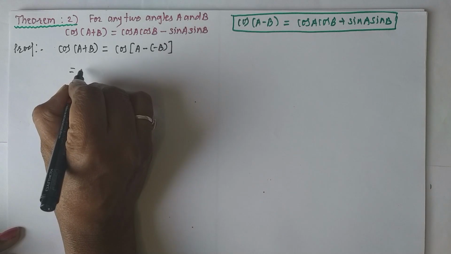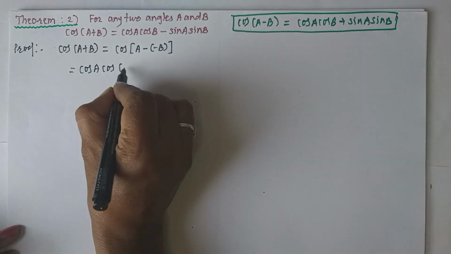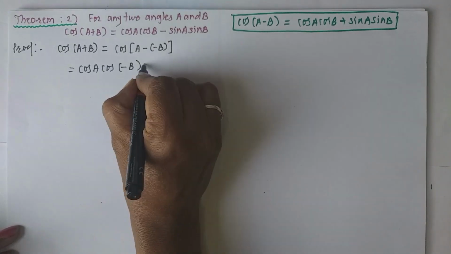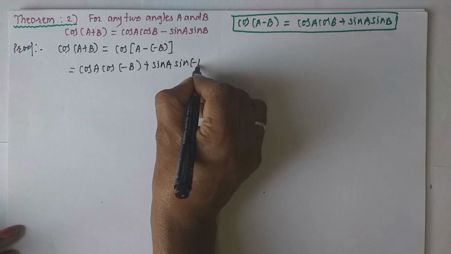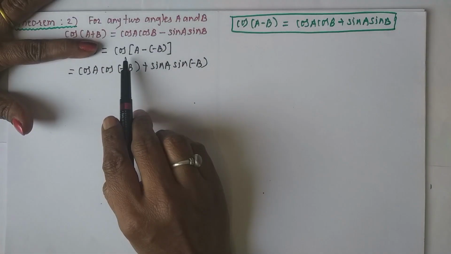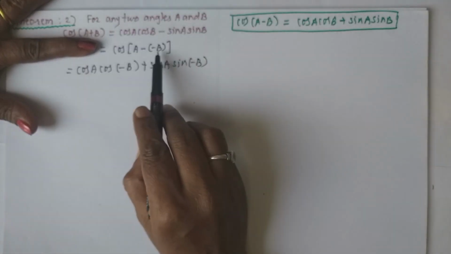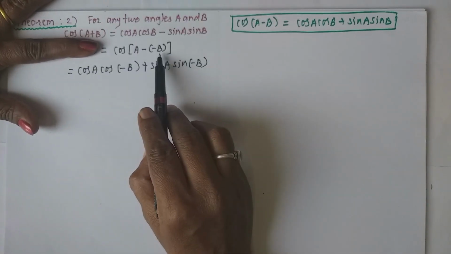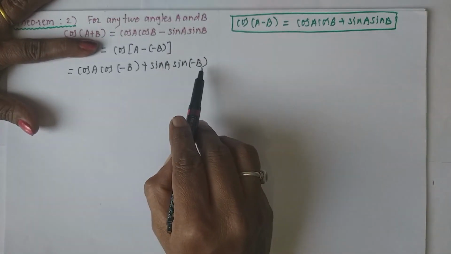What will this be? This will be cos A cos B, with minus B in place of B, plus sin A sin B. Now compare this with cos A minus B. We are using this formula. Here A is the same, but instead of B, you have to write minus B.